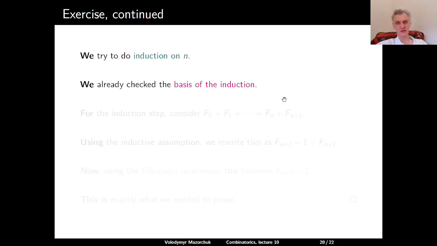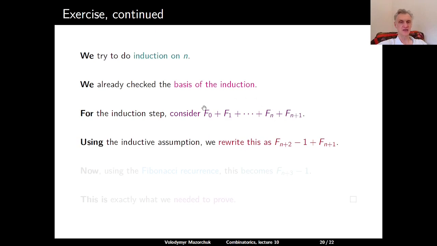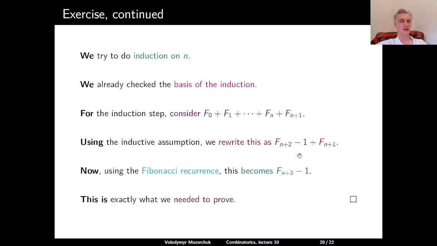So we already checked the basis of the induction, we did the small cases. And to prove the induction step, consider f0 plus f1 plus and so on plus fn plus f(n plus 1). And now here we can use the inductive assumption to rewrite the sum of the first n elements as f(n plus 2) minus 1. So the whole thing becomes f(n plus 2) minus 1 plus f(n plus 1). But now using the Fibonacci recurrence, f(n plus 1) plus f(n plus 2) is equal to f(n plus 3), and then the whole thing becomes f(n plus 3) minus 1. And that's exactly what we needed to prove.